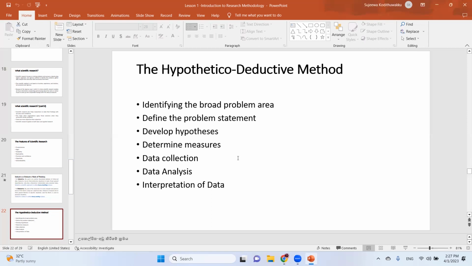Then you want to determine measures to evaluate the particular hypothesis. For that, you have to collect data. You have to analyze it by using specific software. And then you want to interpret your findings. So this is the entire process for the deductive method. We have discussed them, right? But remember, these are the steps included in the deductive method.